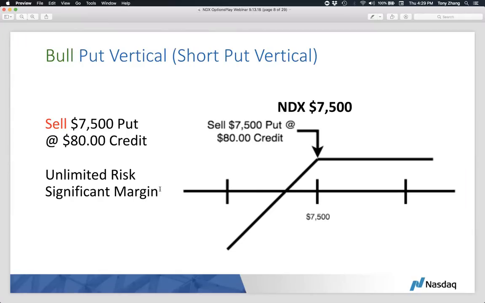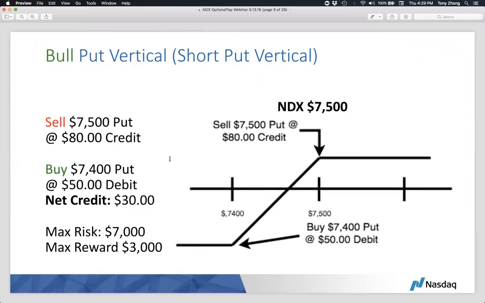So the credit spread really allows you to cap that risk and reduce the amount of margin by simply buying a lower put. In this example, we're buying a $7,400 put, a lower put, and we're paying a $50 debit on this put. So what that nets out to is an $80 credit by selling the 7,500, a $50 debit by buying the 7,400. That's a net credit of $30.